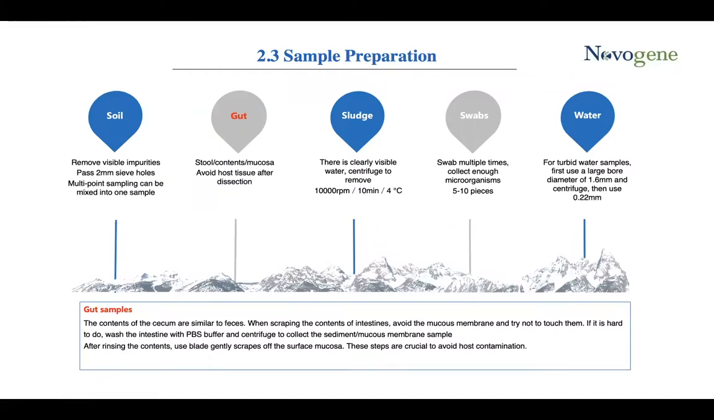And for sludge samples, if we can clearly see water in it, we would recommend to centrifuge the samples at 10,000 rounds per minute for 10 minutes at 4 degrees Celsius, and then remove the water, since in many cases, microbial diversity in water is quite different from that in sludge.